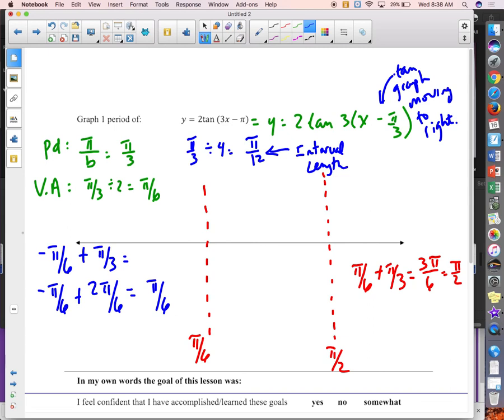But now I actually need to find out where that max and min are going to be. Not the max and min, but where my 2 and my negative 2 are going to take place. Because I do notice that I have a 2 here that's going to stretch the tangent graph a little bit by a factor of 2. I have to move pi over 12 to the right.